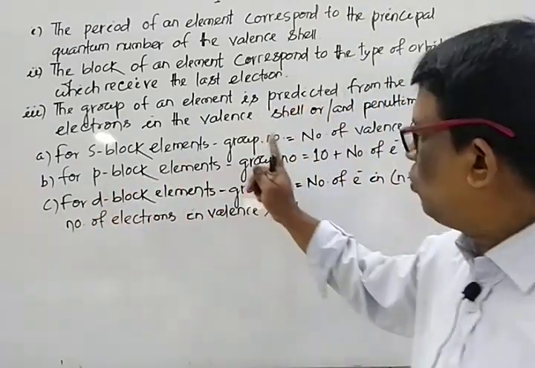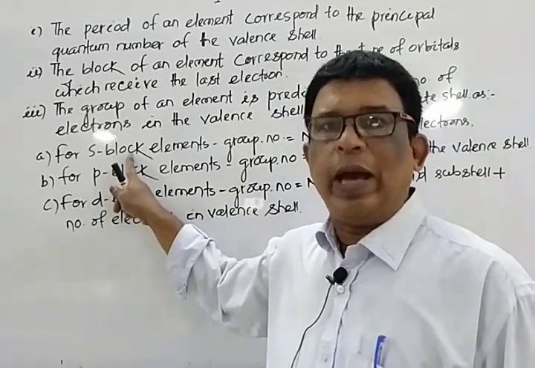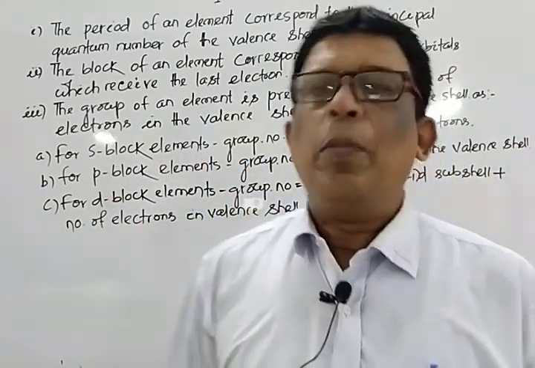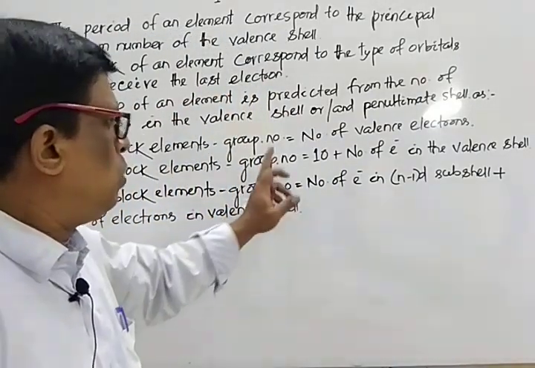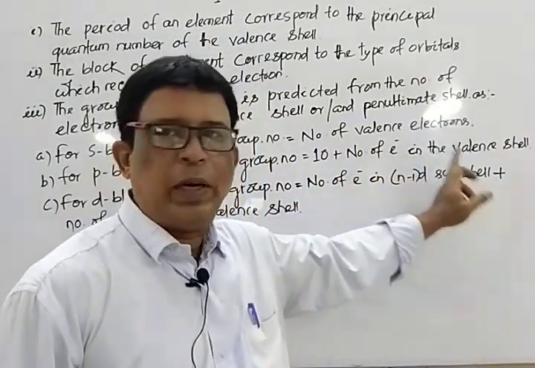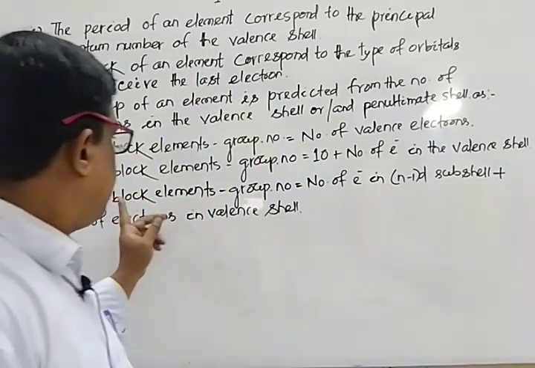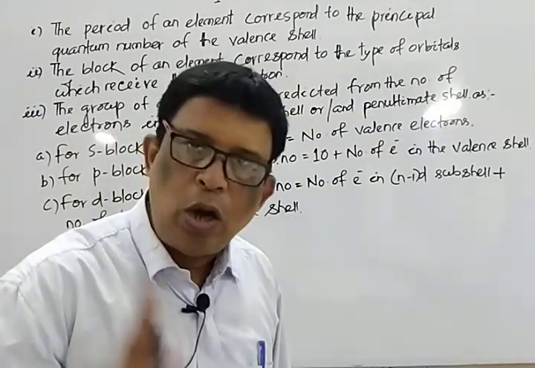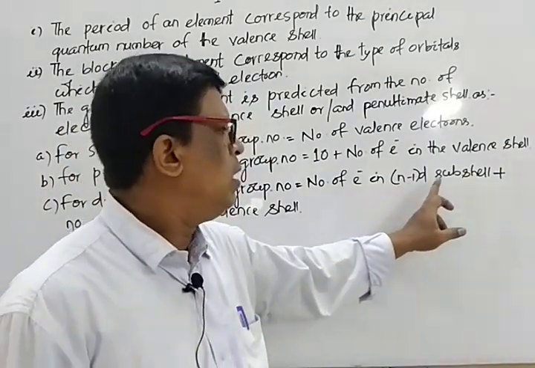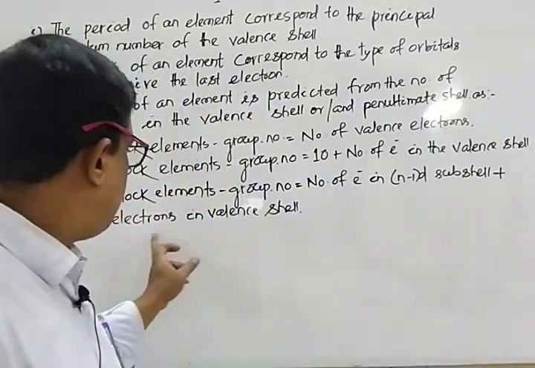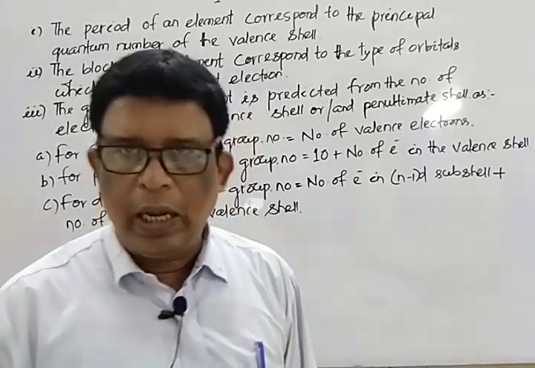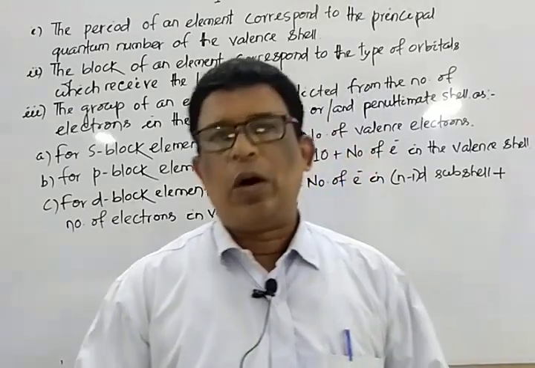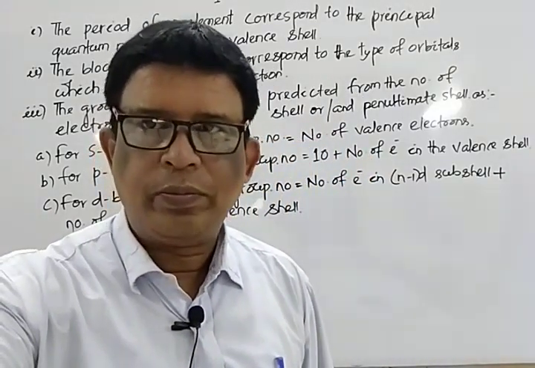And to know the group, if it belongs to s block, then its group number is equal to the number of valence electrons. For p block, the group number is equal to 10 plus the number of electrons present in the valence shell. For d block, the group number is equal to the number of electrons present in the penultimate shell, that is (n minus 1) d subshell, plus the number of electrons present in the valence shell. So let us apply this concept for solving one or two problems.